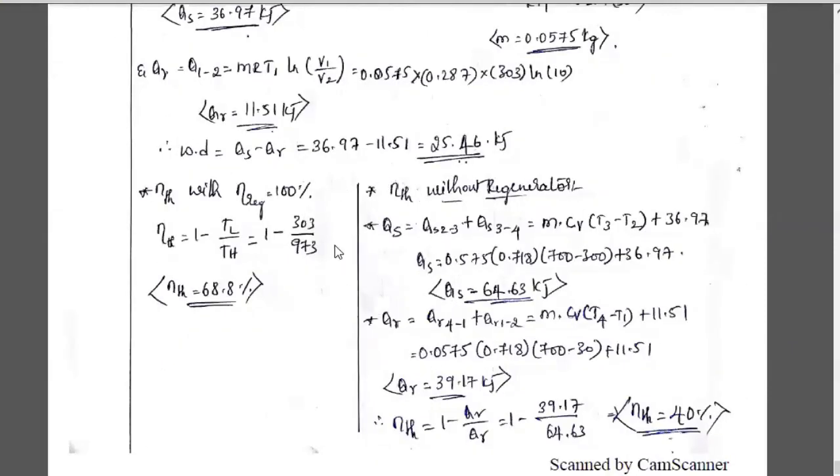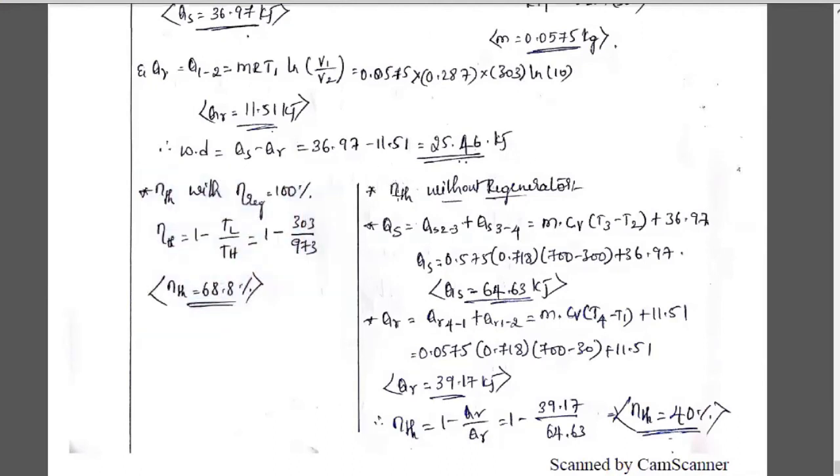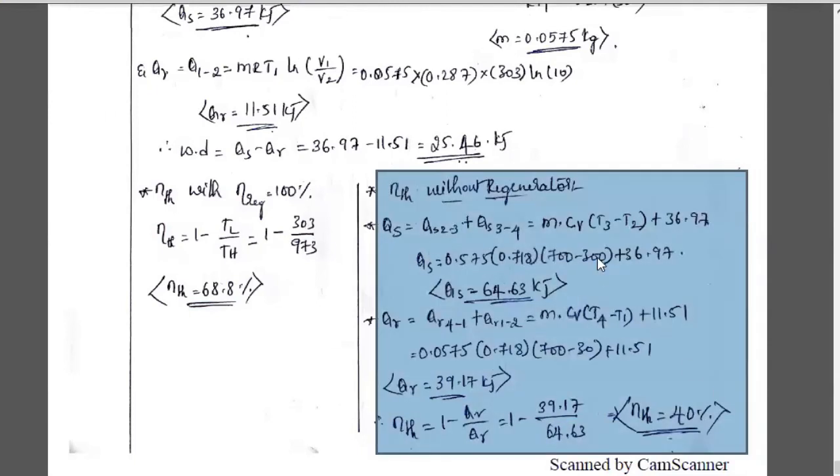Finally, in some of the problems they ask to calculate the thermal efficiency with regenerator and without regenerator. With regenerator is this formula. When we want to find out without regenerator, you have to use the without regenerator formula and complete the thermal efficiency. So there are no other differences. We are considering QS 2 to 3, QS 3 to 4 and QS 1 to 2, adding these up and substituting over here, you get the thermal efficiency. This is the difference between with regenerator and without regenerator. Otherwise, all the problems related to the Stirling cycle are the same.